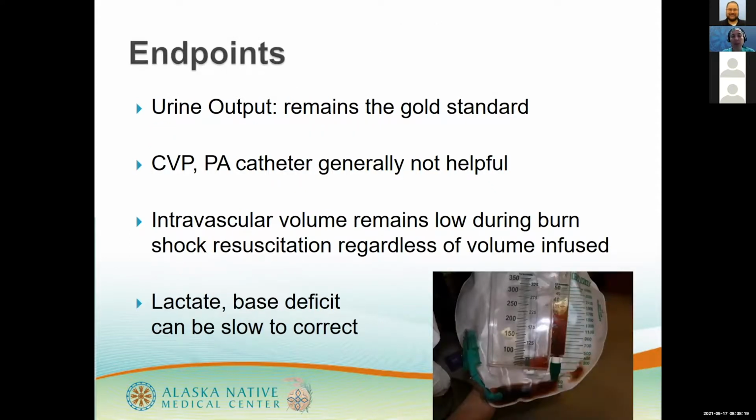So what's our endpoint again for monitoring the response to resuscitation? And really urine output is the gold standard. Central lines for CVPs or PA catheters are generally not helpful, again, because a patient is going to be anticipated to be intravascularly low. And lactate and base deficit are going to be really slow to correct, so they're not reliable hour-to-hour results. Again, we're not just looking at quantity, but also quality. You can see that urine there. We can see that's bad, that patient is under resuscitated.